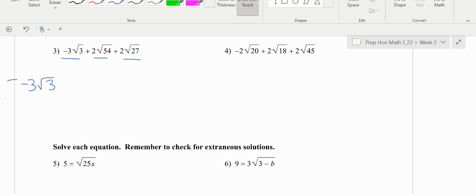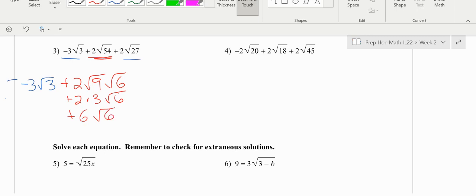The second term actually does. The square root of 54, I can simplify. So even though it looks like I don't see any of the root 54s, I might have a like term after I simplify it out. So 54, the largest perfect square that goes into 54 is 9. So it'd be 9 times 6, or 2 times 3 root 6, or 6 root 6.